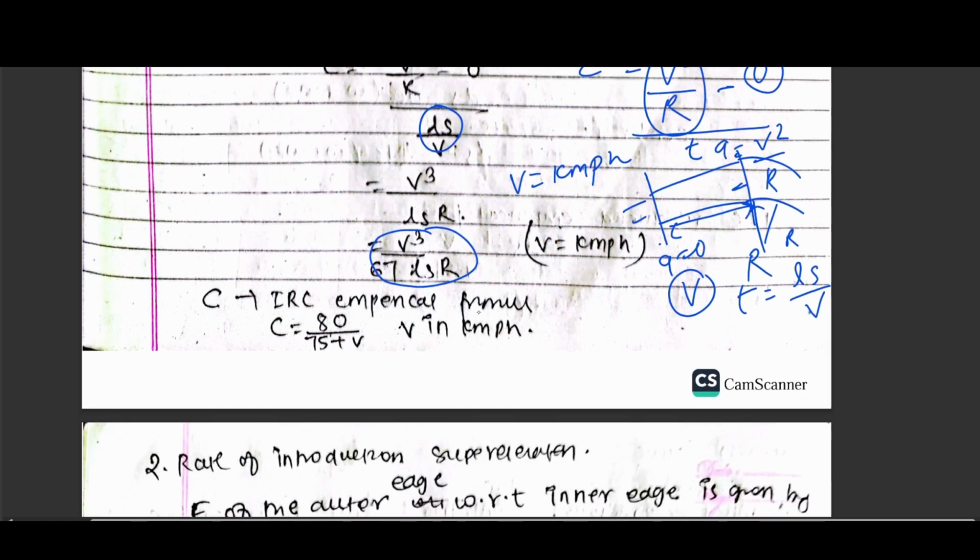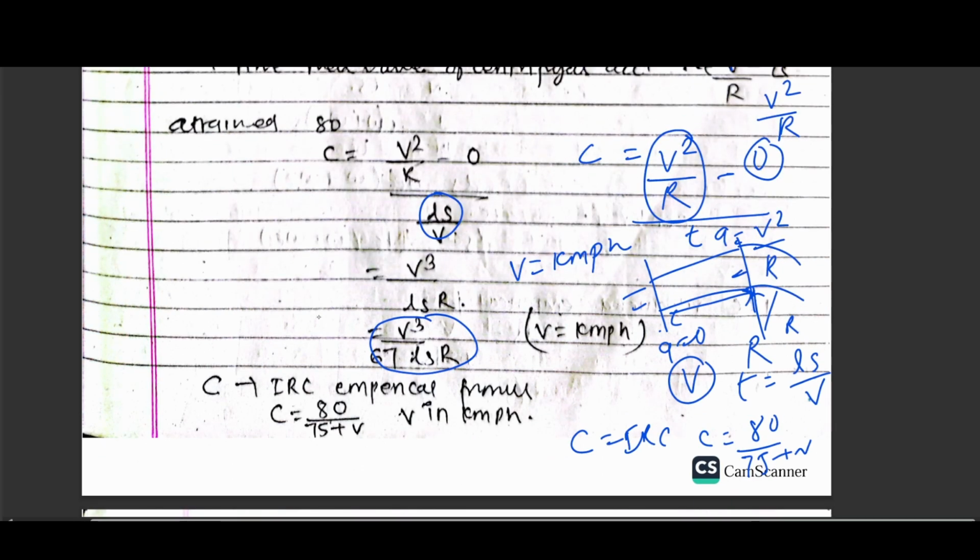And next, this C is also given by an empirical formula, which is given by the IRC, that is Indian Roads Congress. So C equals 80 by 75 plus V, where V will be in kilometer per hour. After we compute the value of C, then Ls will be V cube by 67 CR. C value can be computed from this, and radius is already given, V is already given, so we can determine the Ls from this method.